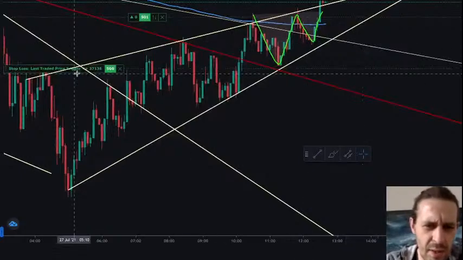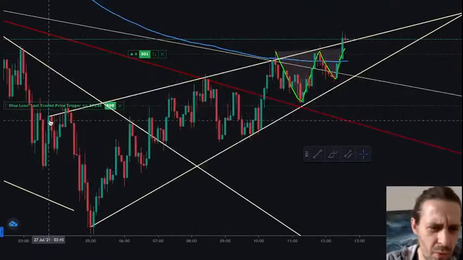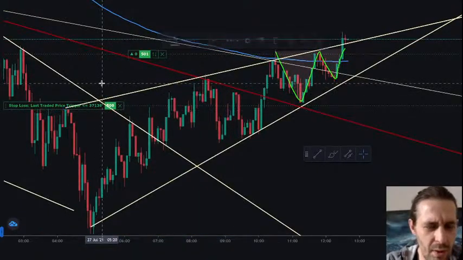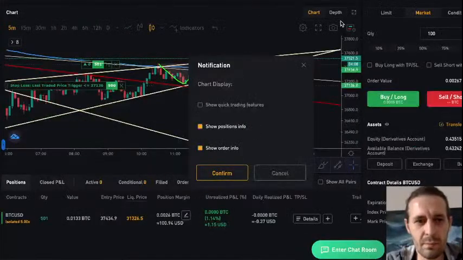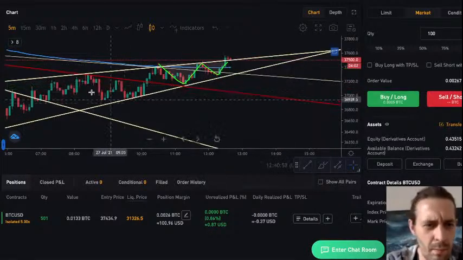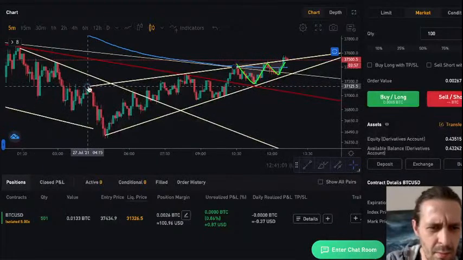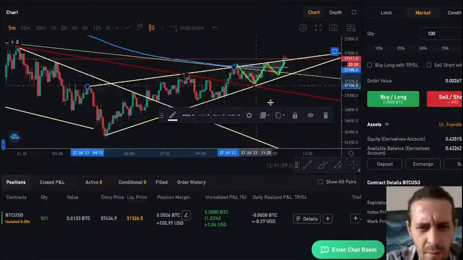rising wedge. Is it really above, or did I just draw it too, how do you say it, too optimistically? Let's see. Like this. Yeah, okay.